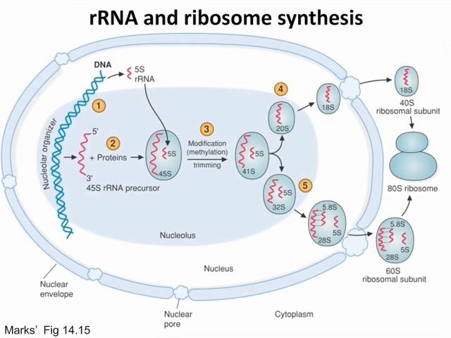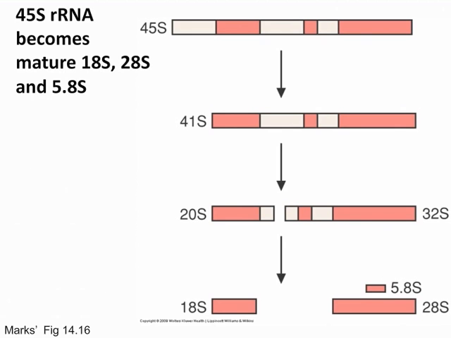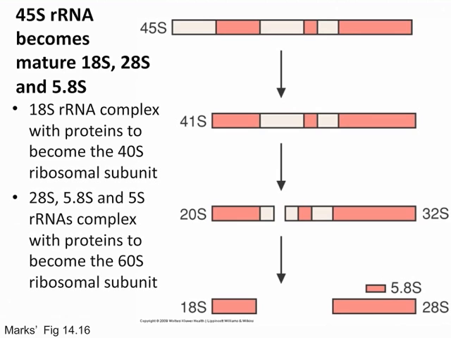So for example, 60S is coming from the 28S, the 5S, and the 5.8S, and then those are going to come from the 32S and the 5S, and then that's going to come from the 41S and 5S. So just be able to draw those out for me if I ask. So here's just a different way of showing the animation. So the 45S RNA becomes the mature 18S, 28S, and 5.8S. So really just know the precursors that make everything up.